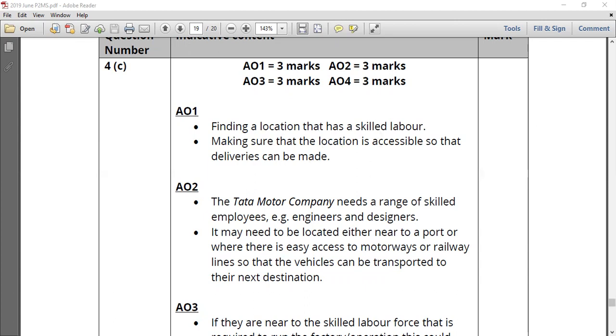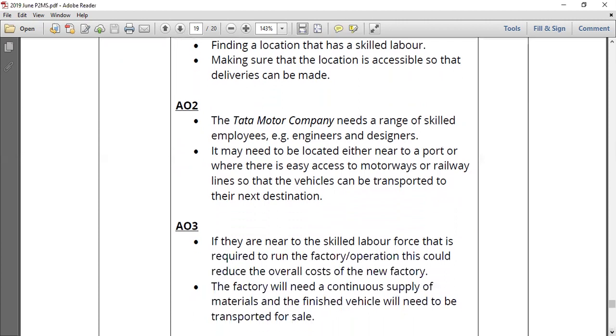What are the possible applications? You have 2 points. You can see Tata Motor Company needs a range of skilled employees like engineers, designers, machine operators, spray painters, automobile engineers, and so on. You can design, you can develop, and it may be located either near to a port.